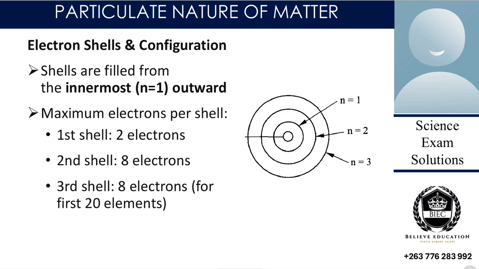Our first point is that shells are filled from the innermost, n equals 1, outward. So we mean from the innermost going outward, and the innermost is called n equals what? 1. We say that is number 1. Are we together? Then when 1 is full, we fill number 2. Then after number 2 is full, we fill number 3.